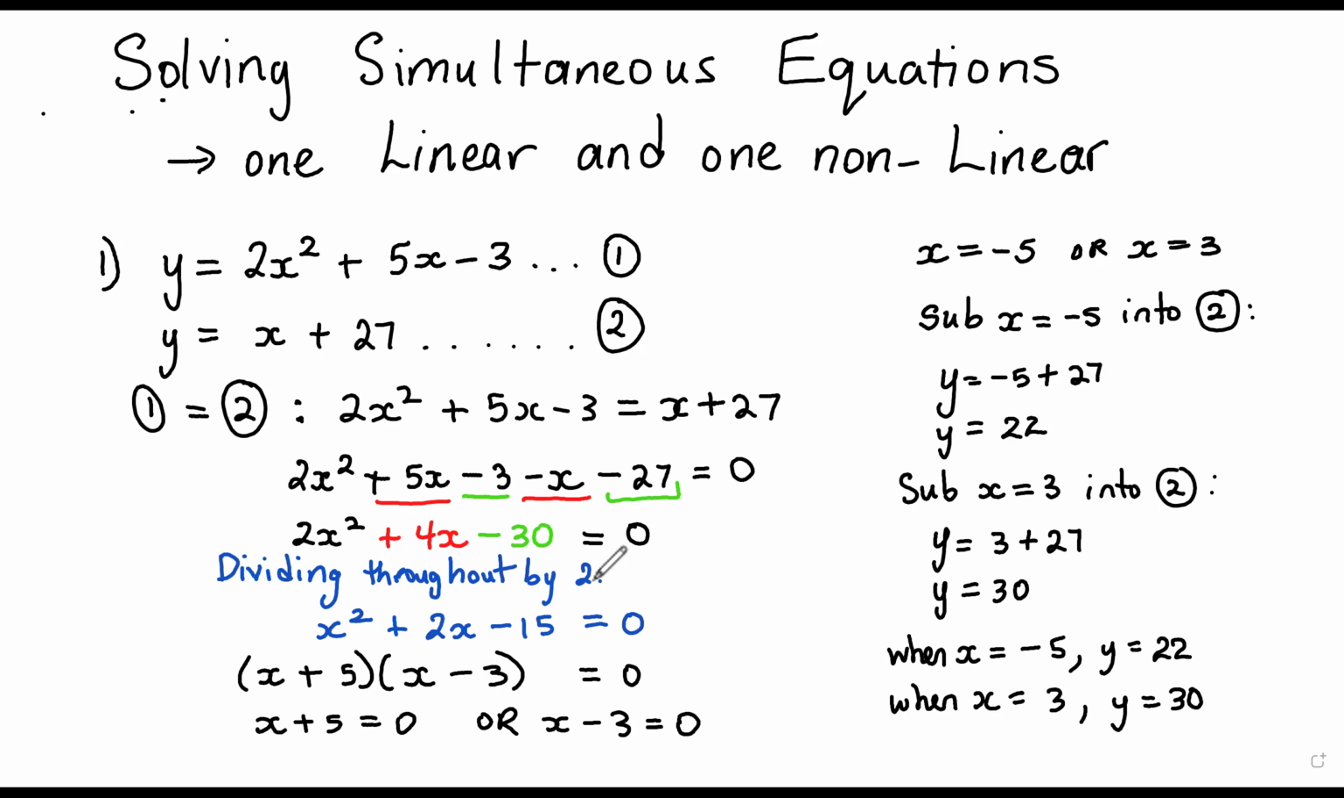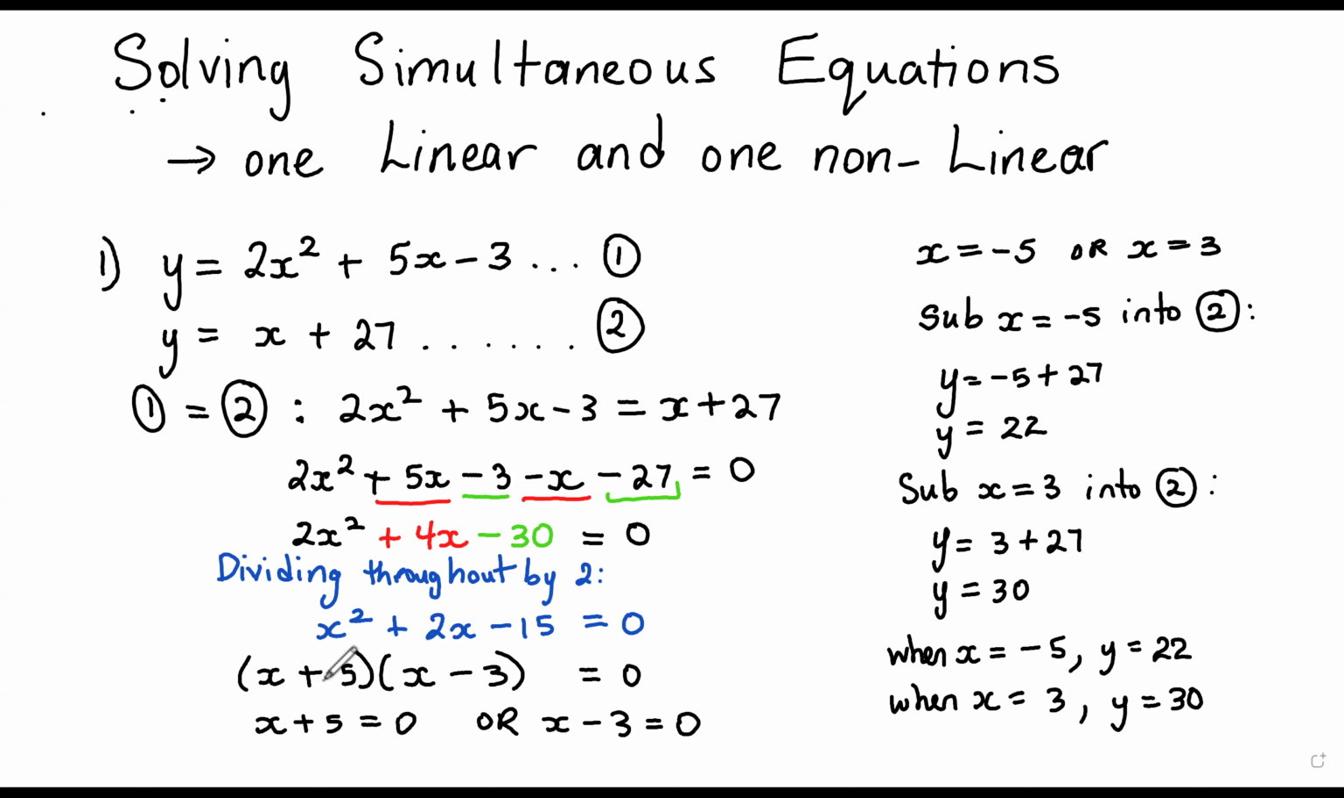So 2x squared divided by 2 gives me x squared. 4x divided by 2 gives me 2x. 30 divided by 2 is 15, and 0 divided by 2 is 0. So now I have a simple looking quadratic: x squared plus 2x minus 15 is equal to 0. At this point, you are free to use any one of the methods of solving a quadratic equation.